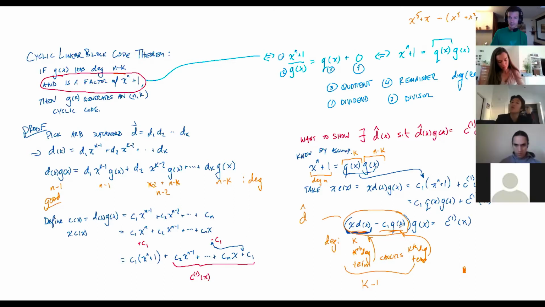Hey Clay, when you wrote in red, you want to show d of x hat, what's that symbol before d of x? There exists. Okay, thanks. Yeah.